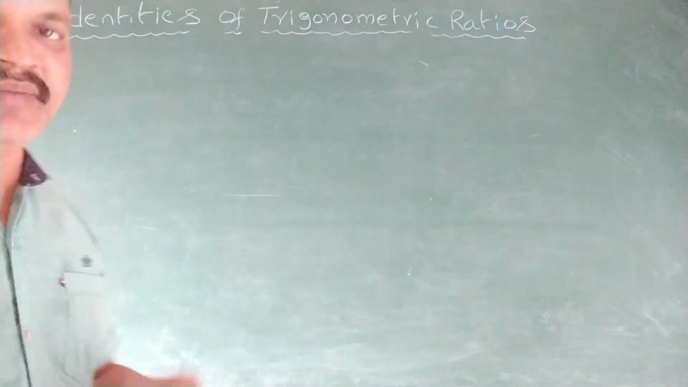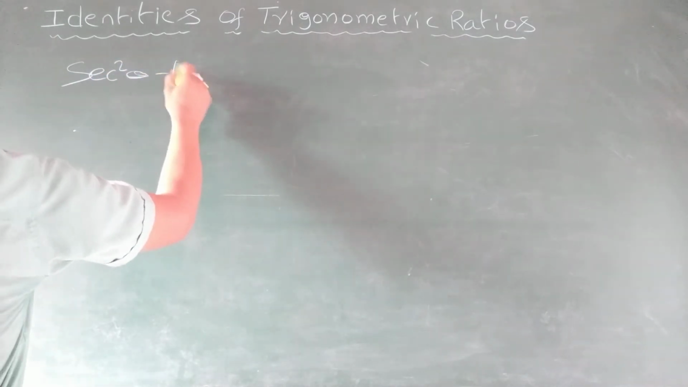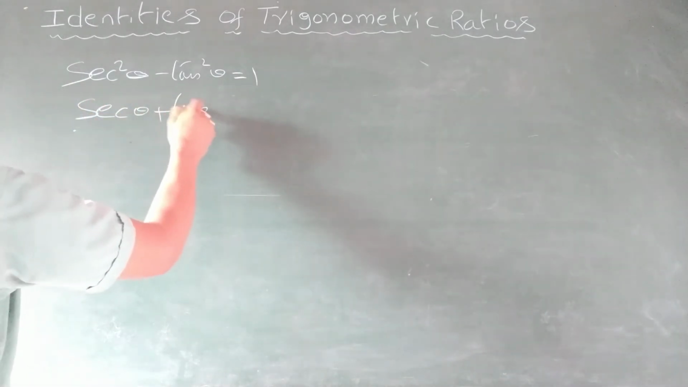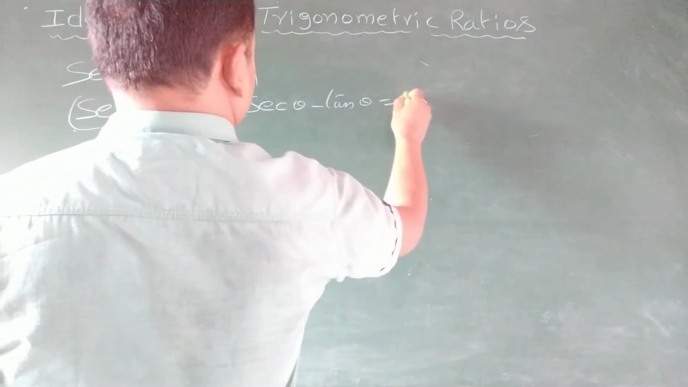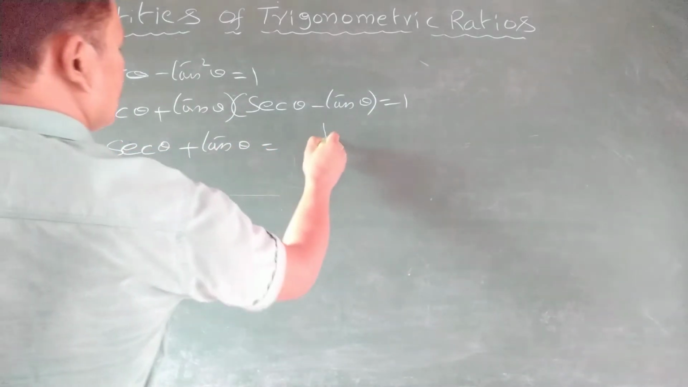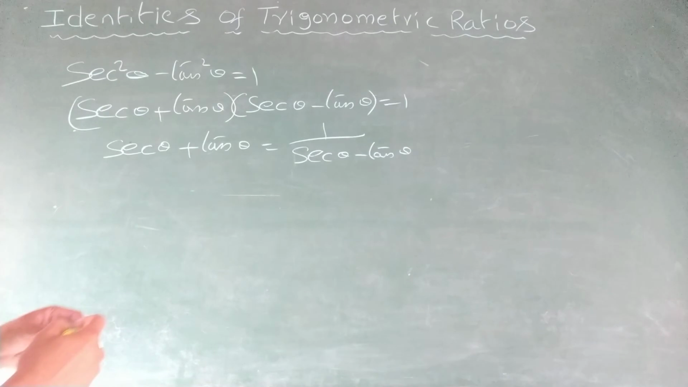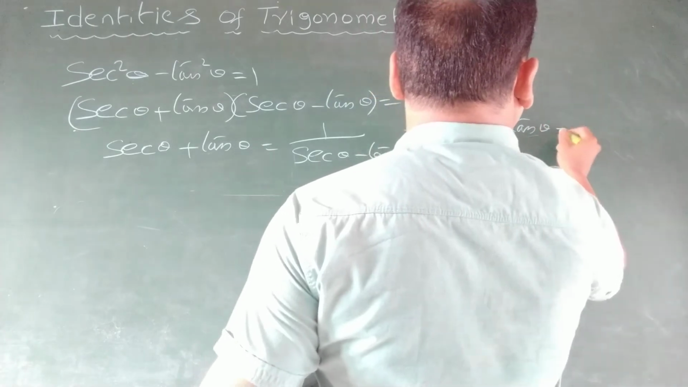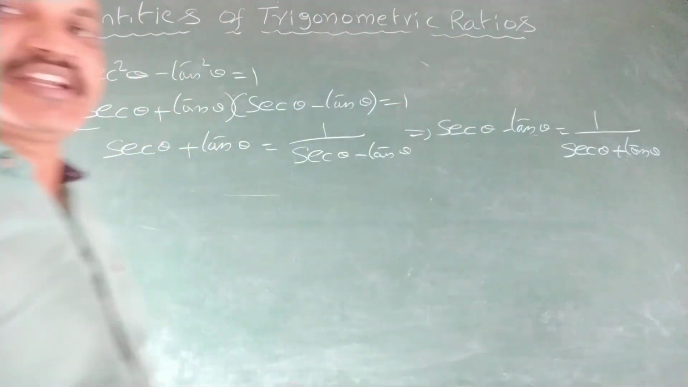Now we find more from these. Secant square theta minus tan square theta is equal to 1. This can be written as secant theta plus tan theta into secant theta minus tan theta is equal to 1. From this, secant theta plus tan theta is equal to 1 by secant theta minus tan theta, and secant theta minus tan theta is equal to 1 by secant theta plus tan theta, since they are reciprocal to each other.